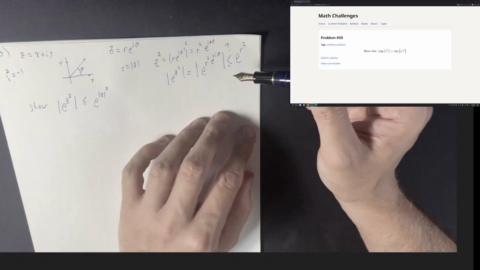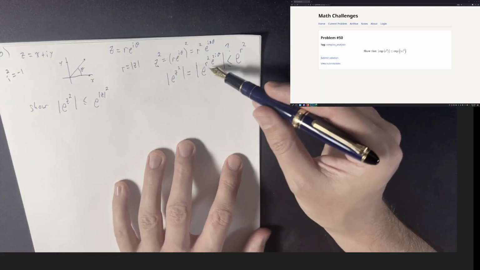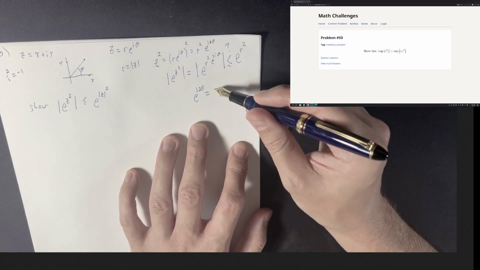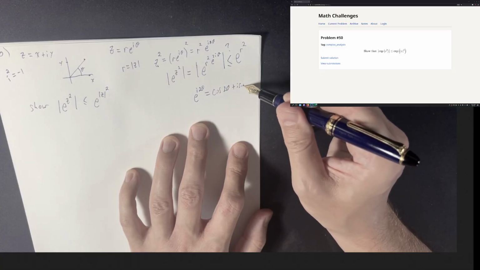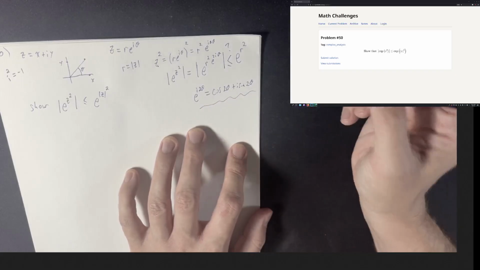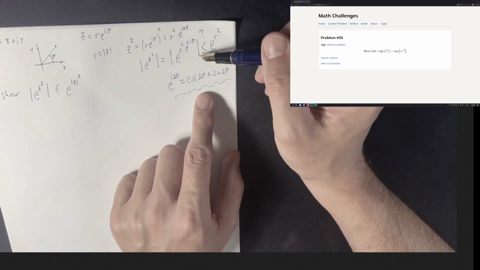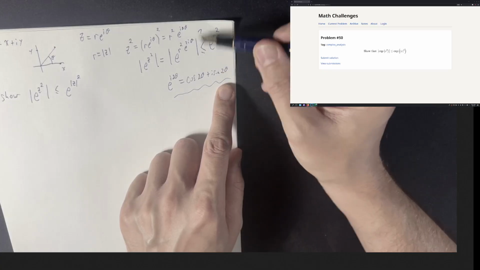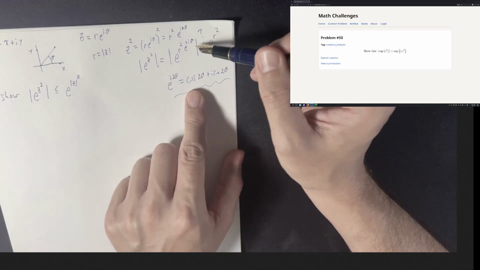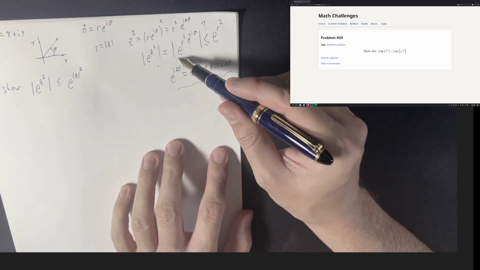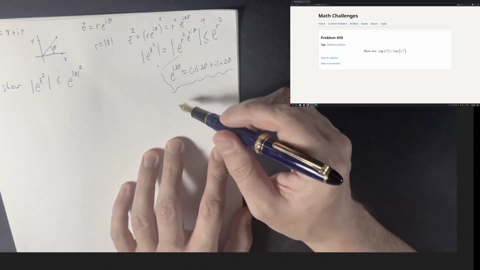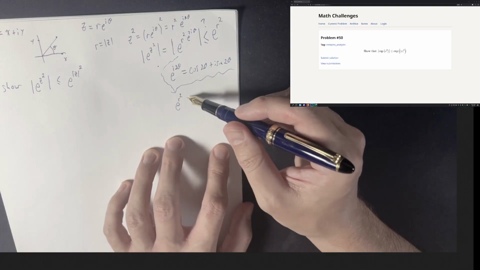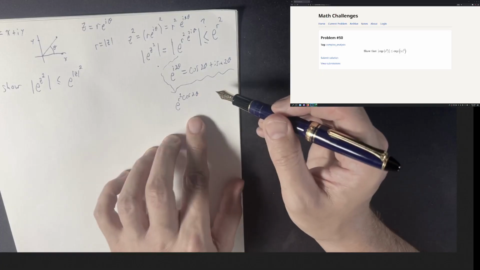If you want, you can use Euler's identity to say this is cos of the angle plus i sine of the angle. So you could split it up that way. And then the magnitude of this i sine part is 1, but you've still got this cosine of 2 theta. So I guess what I'm saying is, by Euler's identity, this right-hand side is e to the r squared cos 2 theta. That's the magnitude you would get.